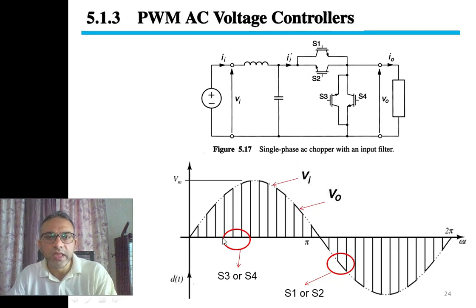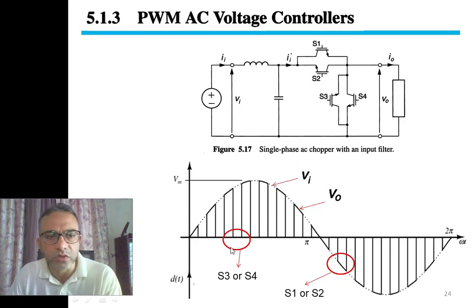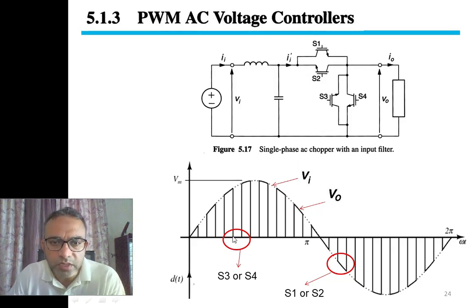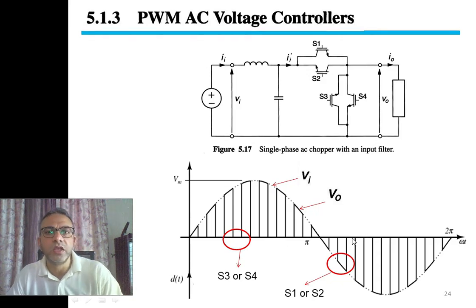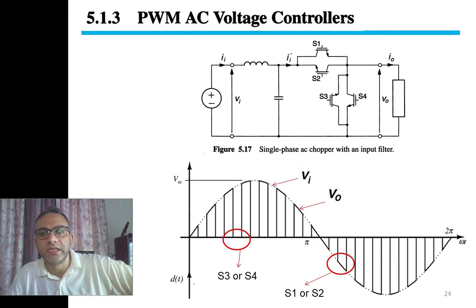And then what is causing the 0 volt of the output voltage? That is the turn on of either S3 or S4, or even both. This 0 volt, this 0 volt, or even in the negative half cycle, 0 volt, are all caused by turning on either S3, S4, or both of S3 and S4.